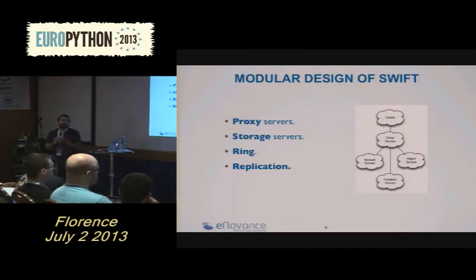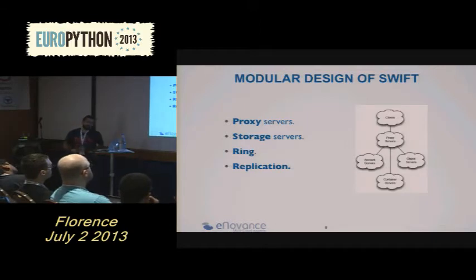So the design of Swift. There are four basic components of Swift that you should know about. You get the proxy servers, which are literally the first entry to Swift. You get the storage servers, which store the objects. You get the ring, which is the logical placement I'm going to explain. And you get the replication, which takes care of replicating everything.